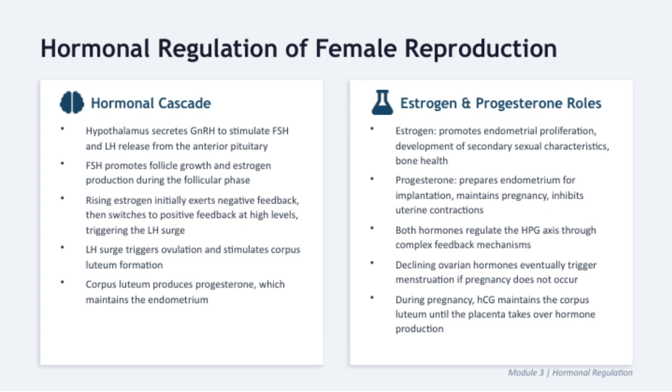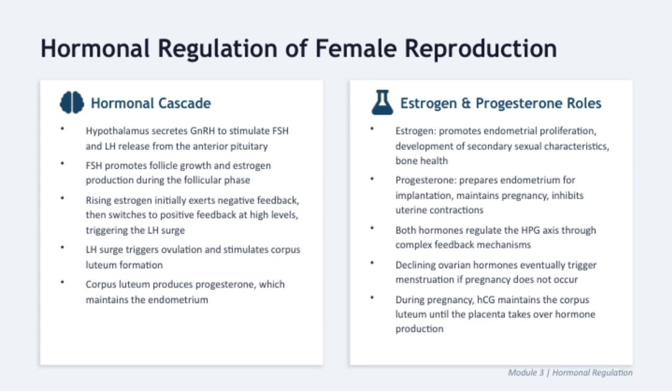Both of these hormones are critical in regulating the hypothalamic-pituitary-gonadal axis through intricate feedback mechanisms. When ovarian hormone levels decline if pregnancy doesn't happen, this decline triggers menstruation. During pregnancy, human chorionic gonadotropin, or HCG, takes over by maintaining the corpus luteum until the placenta can produce sufficient hormones on its own. Now, let's look at their specific roles in the hormonal cascade.